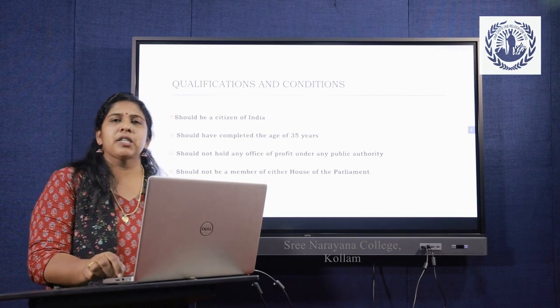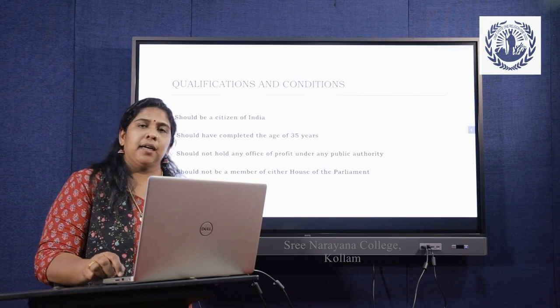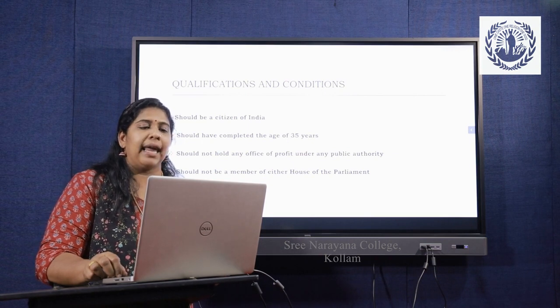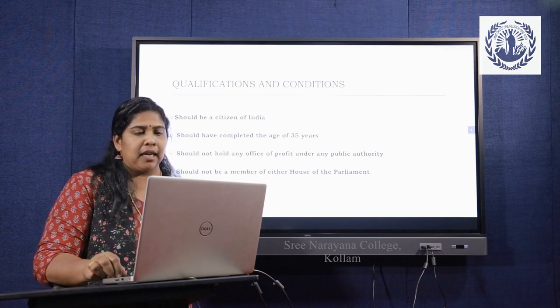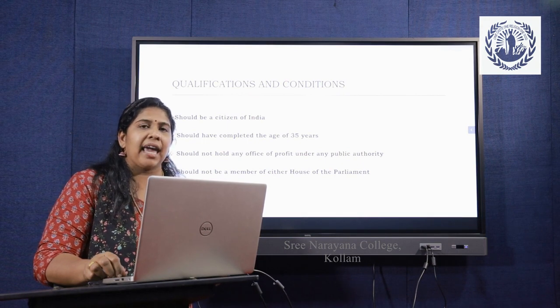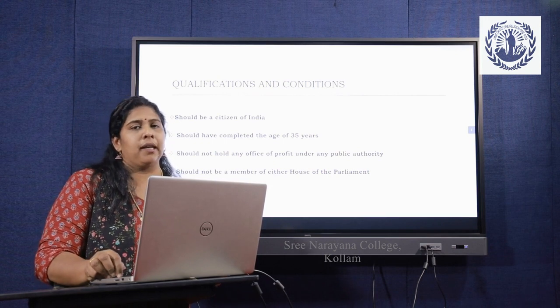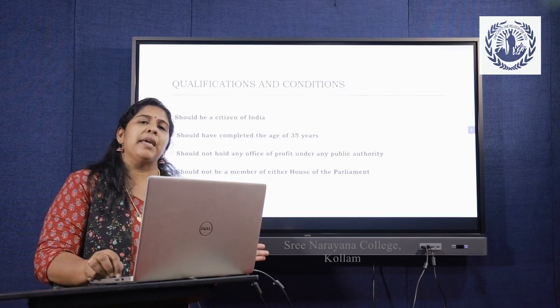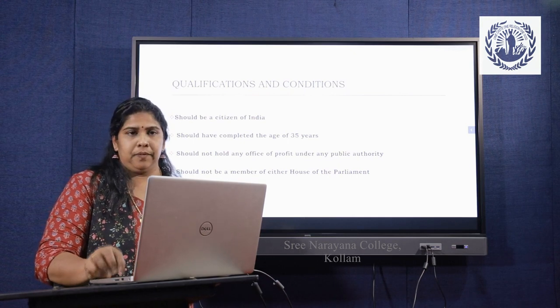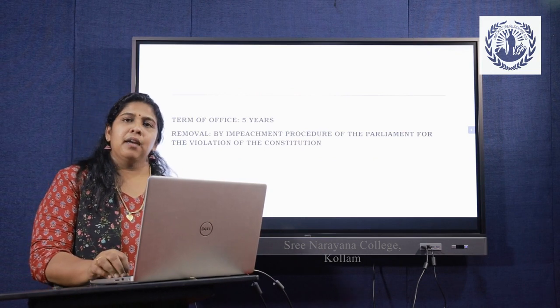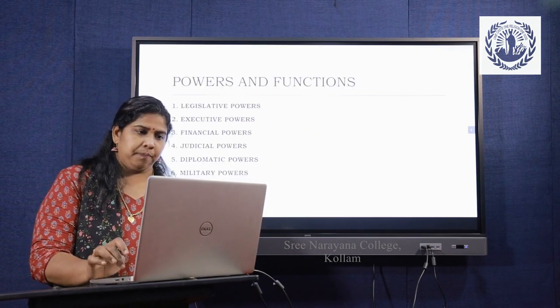And what will be the qualifications and conditions to be the President of India? He or she should be a citizen of India. He should have completed the age of 35 years. He should not hold any office of profit under any public authority. He should not be a member of either house of the Parliament. If he is a member of either house of the Parliament before being the President of India, he should leave that position. Yes, his term of office is 5 years and removal can be done by the Parliament through an impeachment procedure.